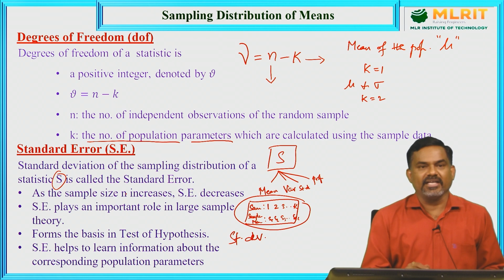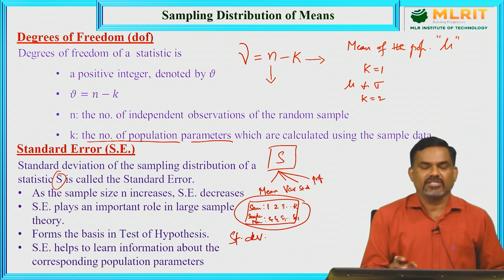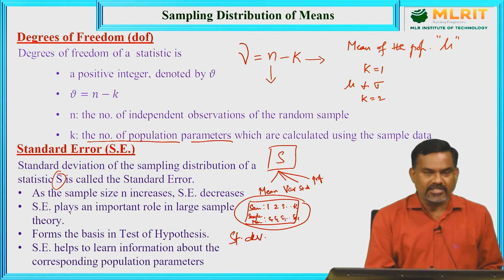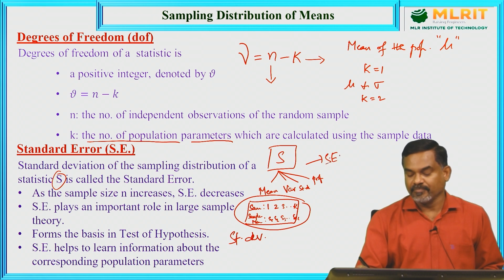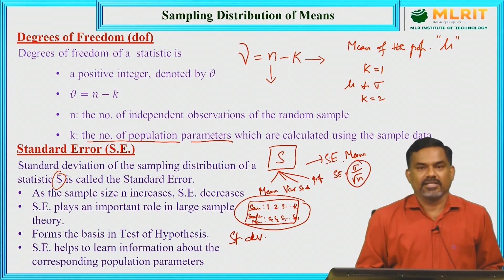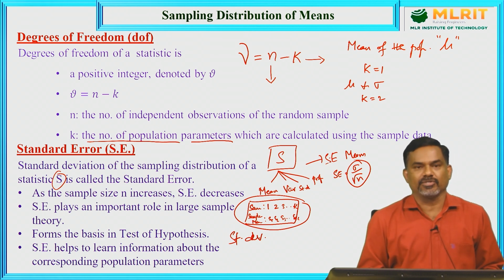As the sample size n increases, the standard error decreases. So, the size of the sample and standard error are inversely proportional to each other. Standard error plays an important role in large sample theory, and it also forms the basis for testing of hypothesis. In testing of hypothesis, we use that standard error value, the SE value. In particular, for means, the standard error is sigma by root n. We use this in testing of hypothesis. So SE helps us learn information about the corresponding population parameters. So the standard error is the standard deviation of the sampling distribution of some statistic.